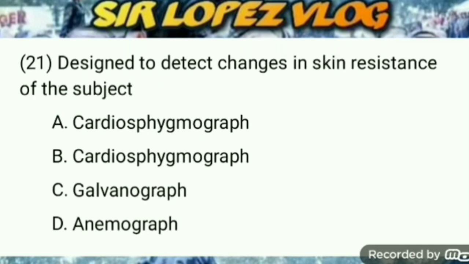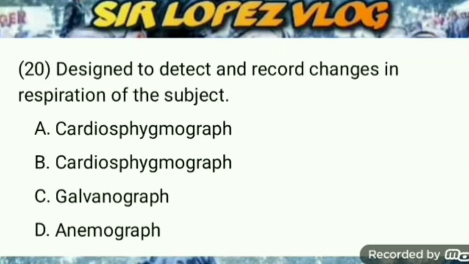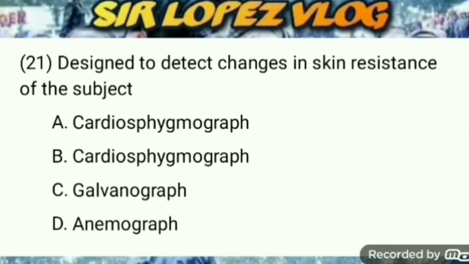21. Designed to detect changes in skin resistance of the subject. A. Cardiosphygmograph. B. Cardiosphygmograph again. C. Galvanograph. Or D. Anemograph. Never mind, let's proceed.